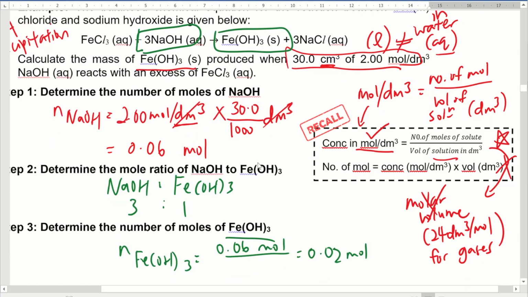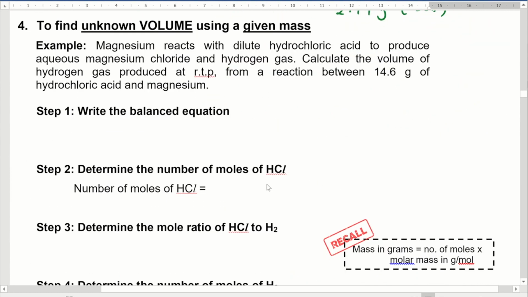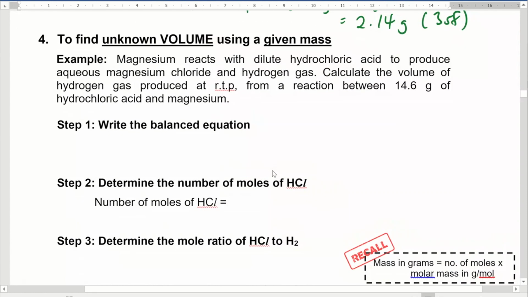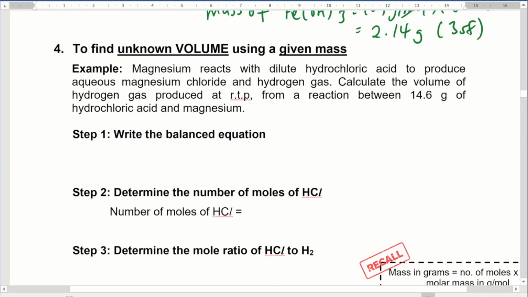Moving on, instead of finding unknown mass, I can also find the unknown volume using a given mass. Previously, I gave you the volume and asked you to find the unknown mass. Now I can also give you the mass to find the unknown volume. So these two I can change to unknown volume or unknown mass, but actually they are all talking about the same thing. At the end of the day, they are just mole ratio.